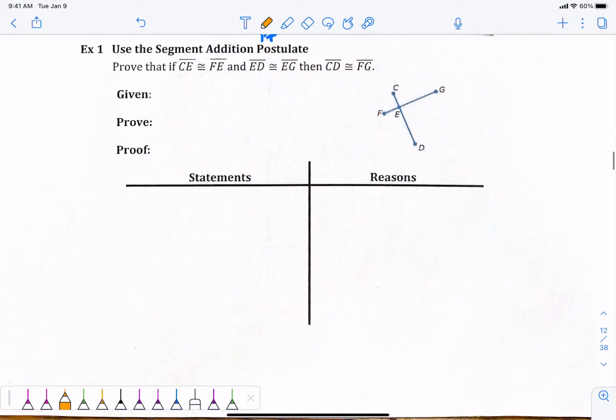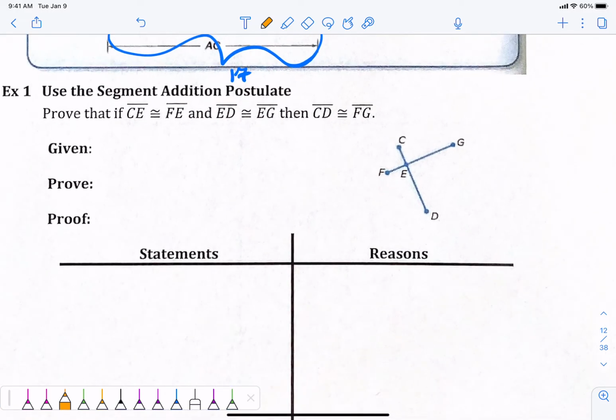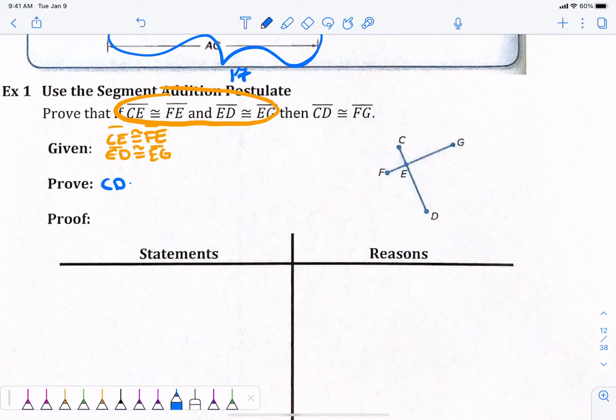So here we go. First proof of the day. Prove that if, this is our given information, CE is congruent to FE, and ED is congruent to EG. Those are the things that are given. Do you see where it says if? That's this part right here that I'm writing down. Then what we're trying to prove is that CD is congruent to FG. Before we start, we're going to mark up this diagram over here and see what they're actually saying.